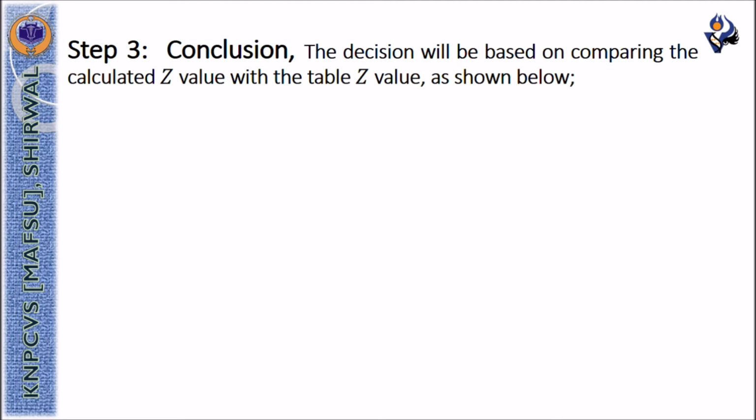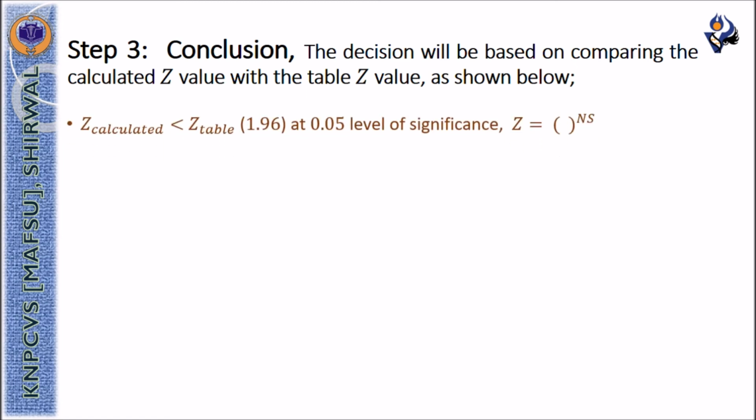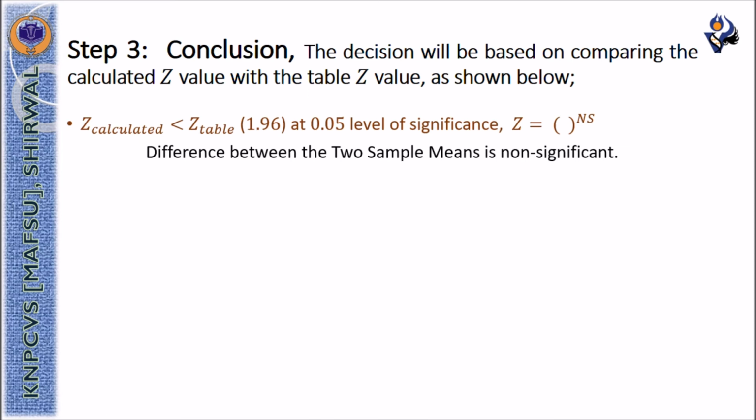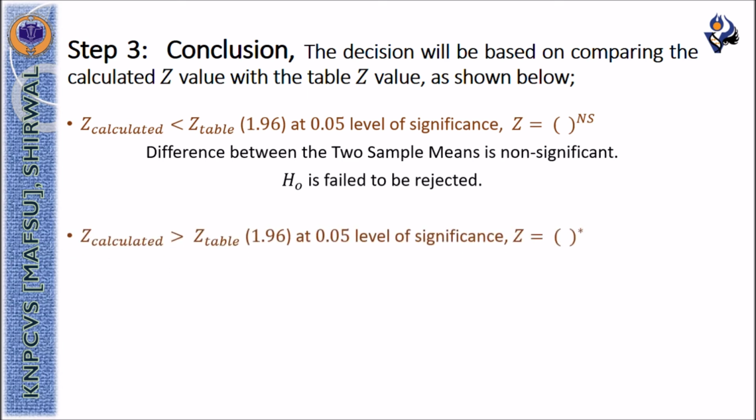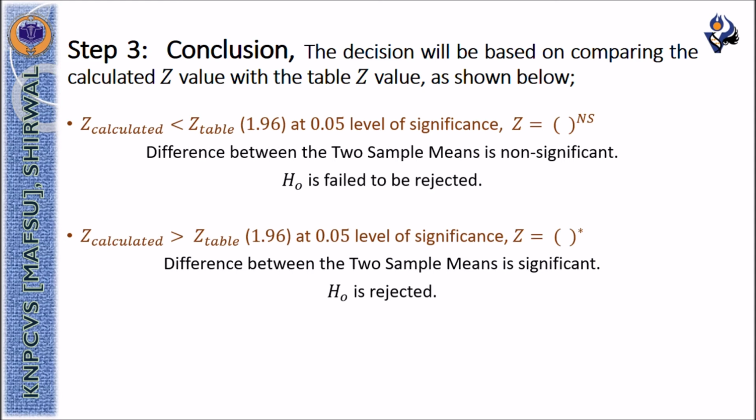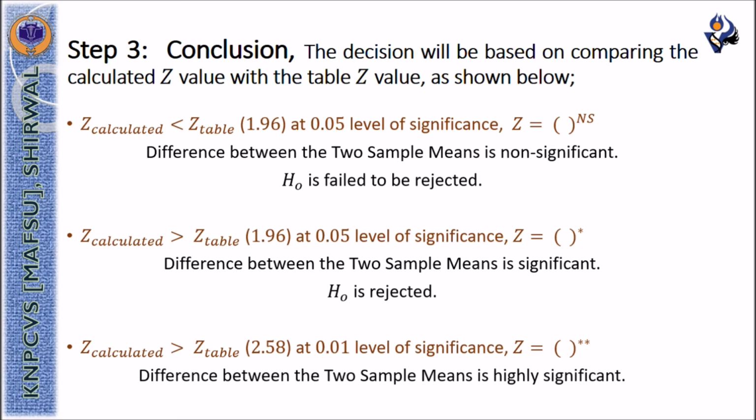The decision will again be based on comparison of calculated z value with table z value, where calculated z value, if it is lower than the table z value at 5% level of significance, null hypothesis will be failed to be rejected. If it exceeds the table z value at 5% level of significance, then we say that the difference between the two sample means is significant. And if the calculated z value even exceeds the table z value at 1% level of significance, we say that the difference between two sample means is highly significant.